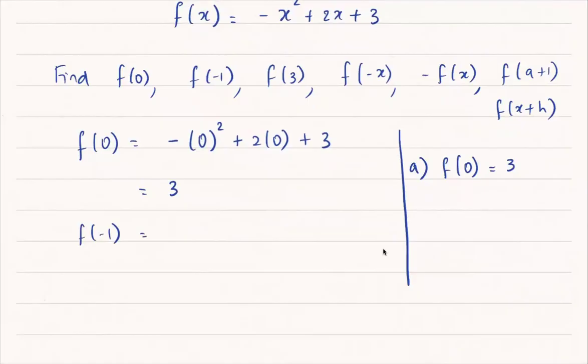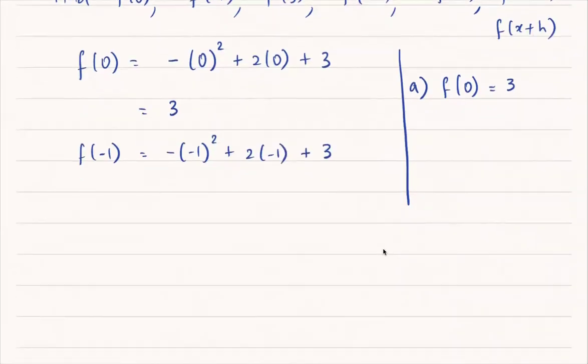So f of negative 1. So again, I'm going to pay special attention to how I substitute. I want to make sure that I keep the parentheses. Now here order of operations has to be applied properly. You have to do the exponent before you can multiply the negative. So negative 1 squared becomes positive 1. Positive 1 times the negative is negative 1. 2 times negative 1 is negative 2, and all of this cancels out to give you 0. So f of negative 1 is 0.